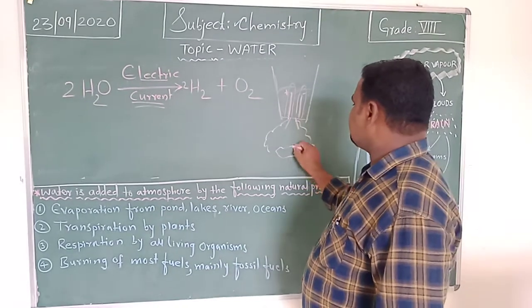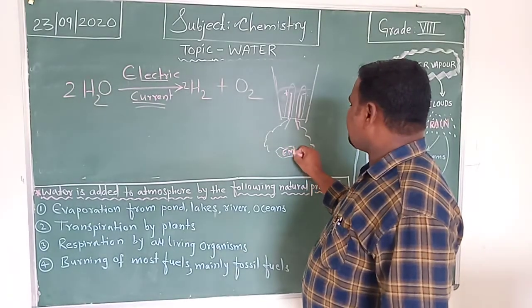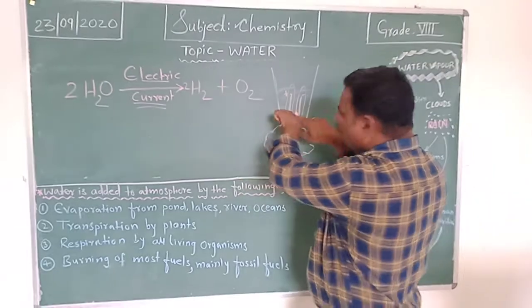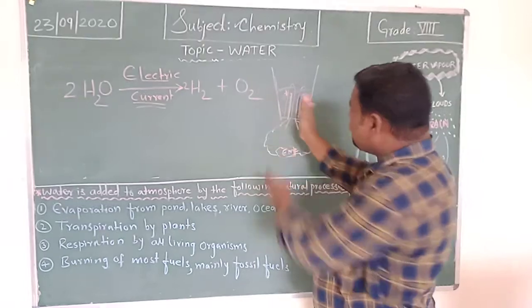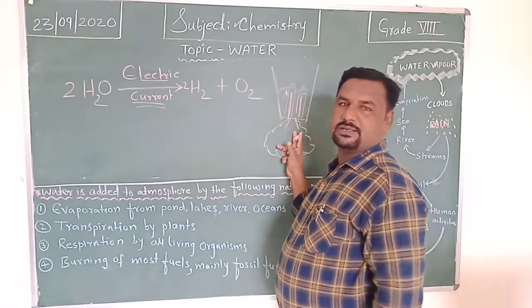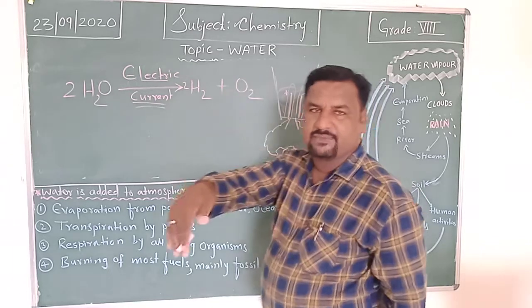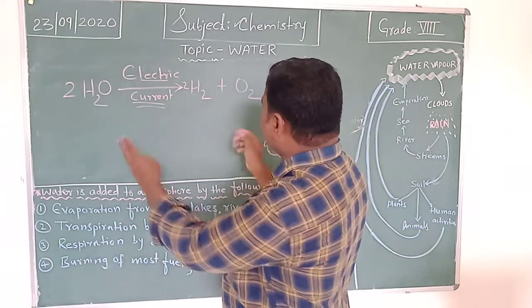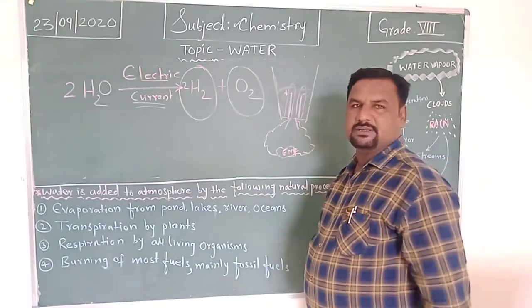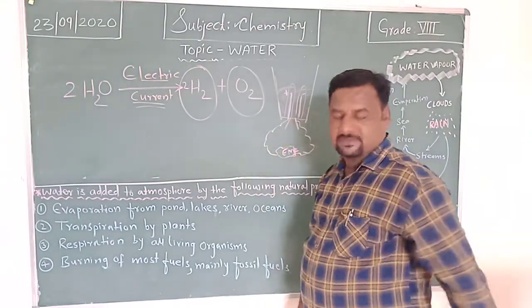This is the battery. So what happens? The EMF, electromotive force present in this battery, starts flowing along the copper wire and splits the water into hydrogen and oxygen. So this we call electrolysis of water. What is electrolysis? Passing of electricity into water to break it into hydrogen and oxygen. This we call electrolysis.